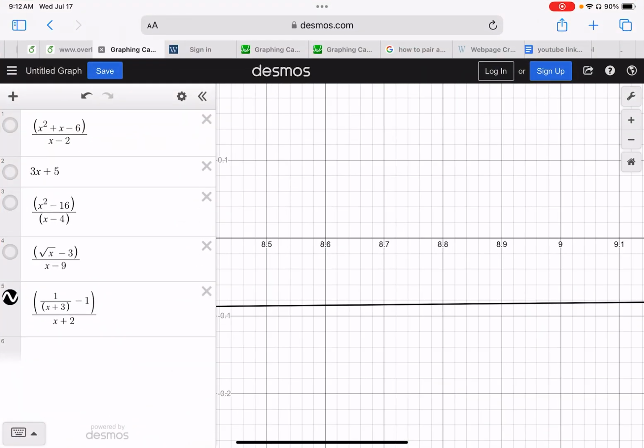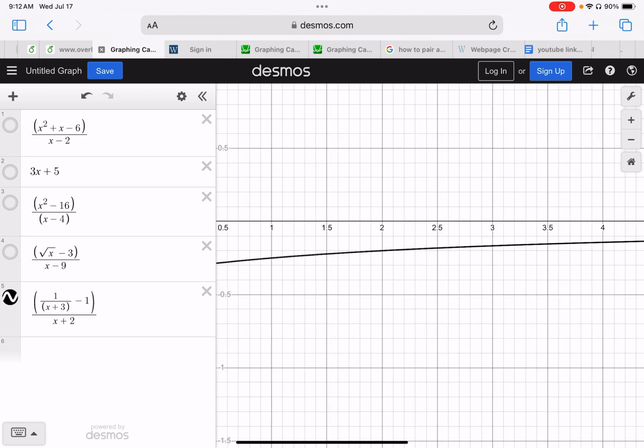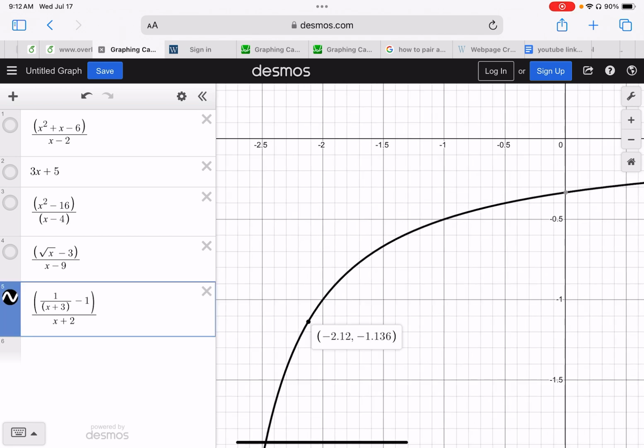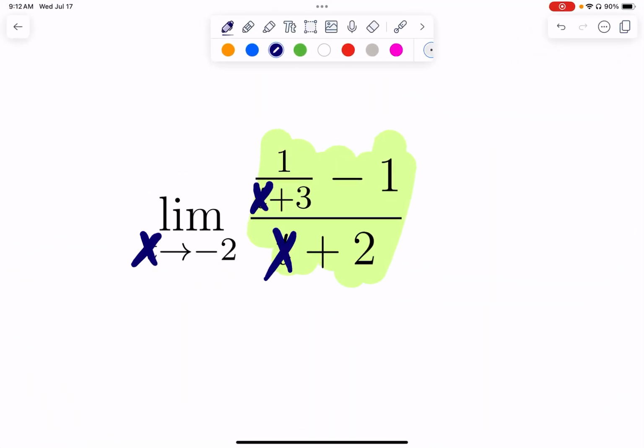And I've done this already. We want to know the approximate value when x is very close to -2. And here we go, right around here. It looks like if x is close to -2, y is close to -1. So this limit is -1.